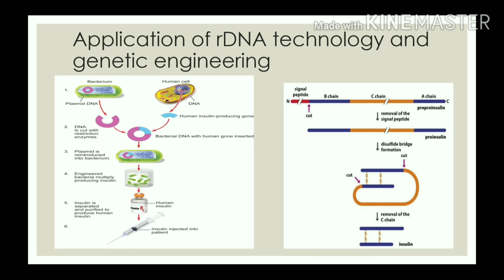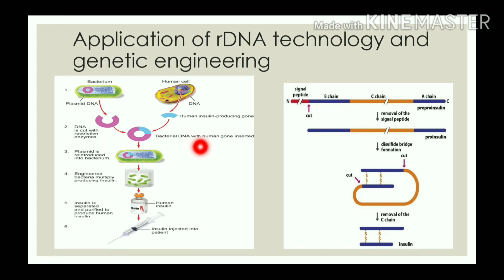Applications of rDNA technology and genetic engineering. So how insulin is produced using rDNA technology and genetic engineering. Here we can see this is the bacterial cell from which we isolate the plasmid DNA, and this is the human cell. Here we will isolate the gene which is responsible for the production of the insulin, that is nothing but the INS gene. So human insulin producing genome. This is the plasmid DNA. So here we use DNA cut with the restriction enzymes.